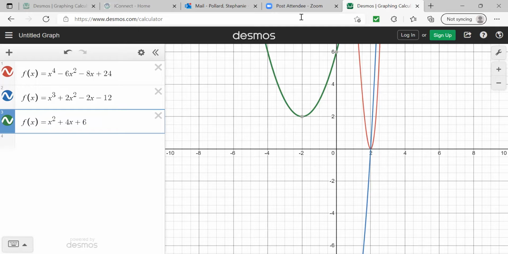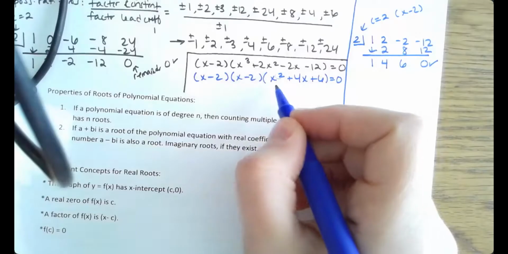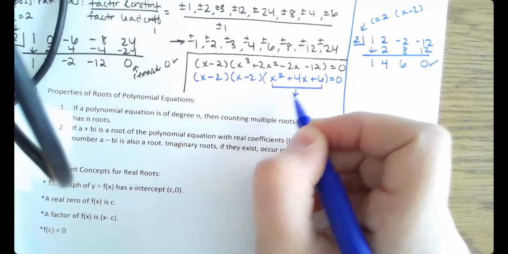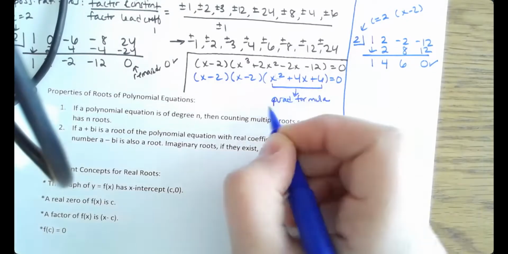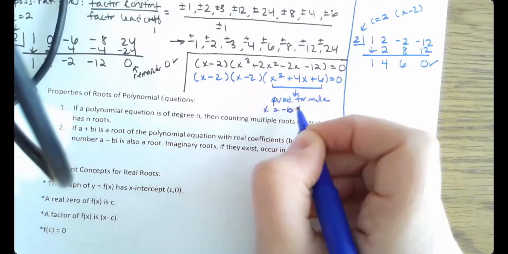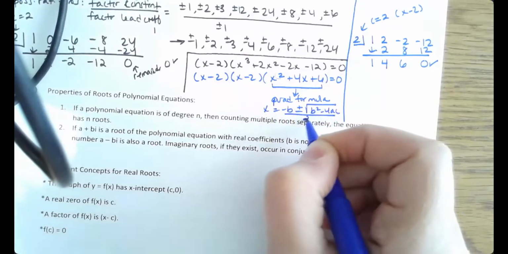So I don't think I'm going to be able to factor this any further, but what I can do at this point is I could use the quadratic formula. Okay. So for this part here, again, I can't really break it down anymore. So at this point, let's go ahead and use the quadratic formula. So that's the negative b plus or minus the square root of b squared minus 4ac all over 2a.